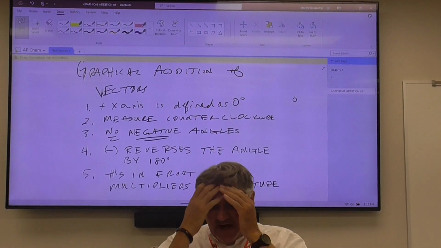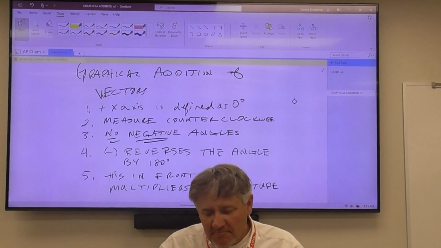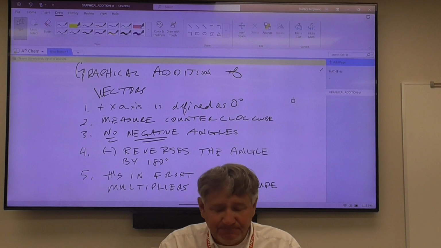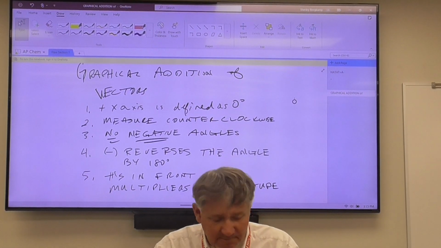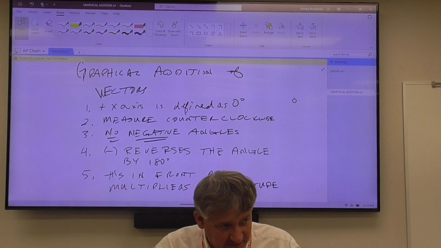Is this concept of graphical addition of vectors, which sounds horrible. But if you were to say, hey, what's one of the most important skill sets kids have to have coming out of physics, this would be it. Because we're going to use this concept with anything that's a vector quantity.